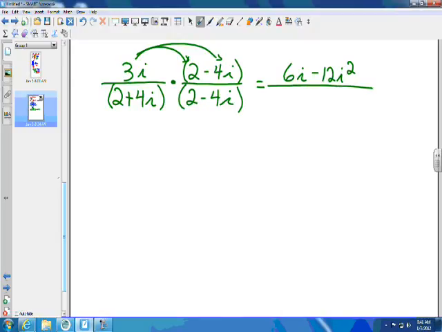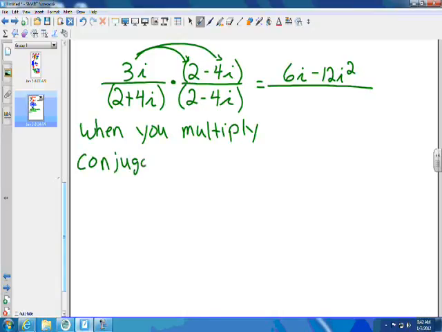Now here's the thing on the bottom. What do you think we have to do to multiply those? Somebody said FOIL. It appears like you would have to FOIL that because there are 2 binomials there. However, when you multiply conjugates, you only have to do first and last instead of FOIL. You just have to do first and last.